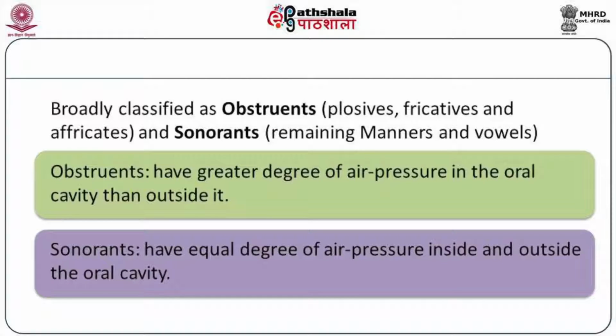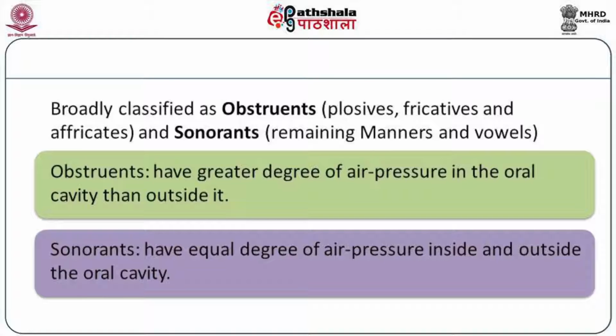Same is the case with fricatives. When you are saying f, you have greater air pressure inside the mouth than outside the mouth. So plosives, fricatives, and affricates are obstruent sounds. These sounds have a specific property, namely that they have both voiceless and voiced counterparts. Compared to them, we have sonorant sounds. These sonorant sounds are those in the production of which the air pressure inside the mouth and outside the mouth is more or less equal.